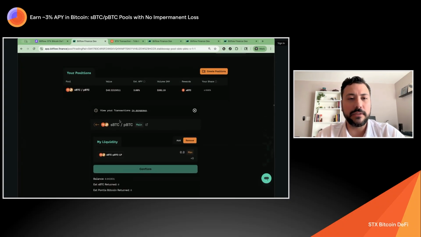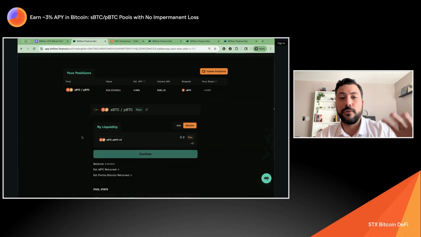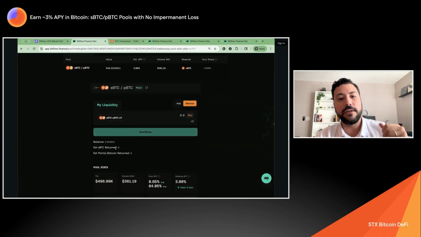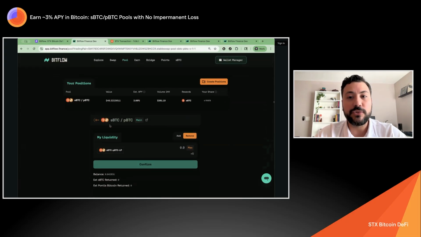This pool automatically generates trading fees back to the LP position. What does that mean? It means that you don't have to do anything. Just by providing liquidity, you're automatically earning trading fees that accrue value to your position. So when you remove that liquidity in the future, your balance and the amount of these tokens returned is going to be higher based on the trading fees that you're earning over time, right? So that's a quick basic sBTC and pBTC pool.